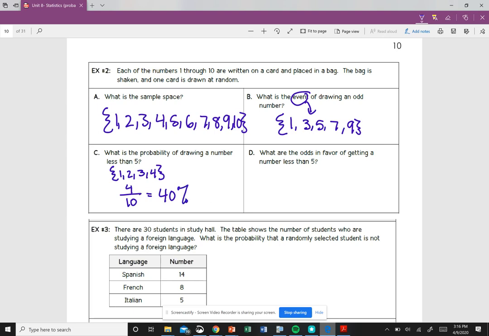That's the probability. Now it says, what are the odds of getting a number less than 5? Well, that would be 4 to 6, right? Because there are 4 numbers less than 5 and 6 that are not. If you wanted to reduce that, you could. And it would be a 2 to 3 odds.